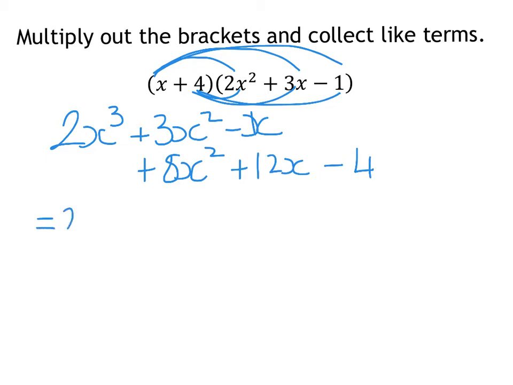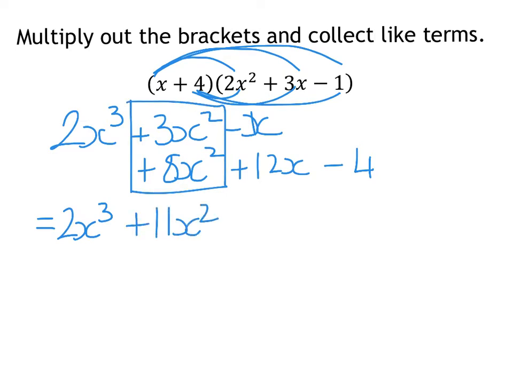Then I tally everything up, so I've got 2x cubed still. And then these two add really nicely. Look, 8 add 3 is 11x squared. The next two, you've got minus 1 plus 12, which is plus 11x, take away 4. And that's your final answer for that one.